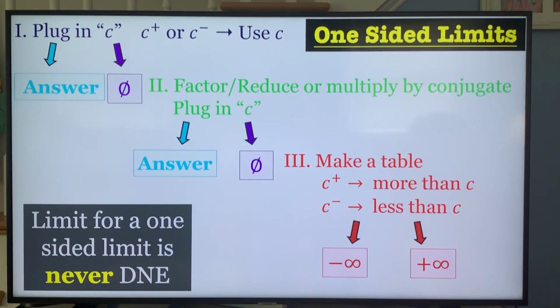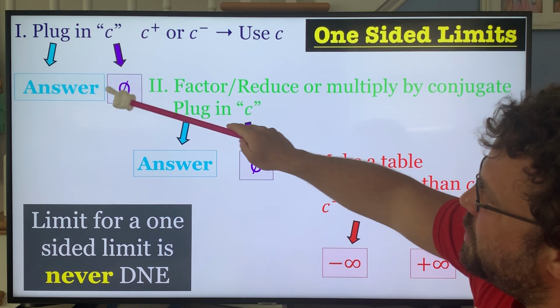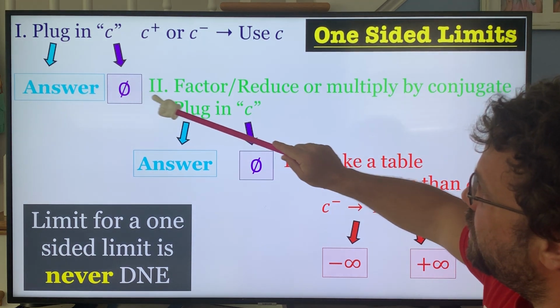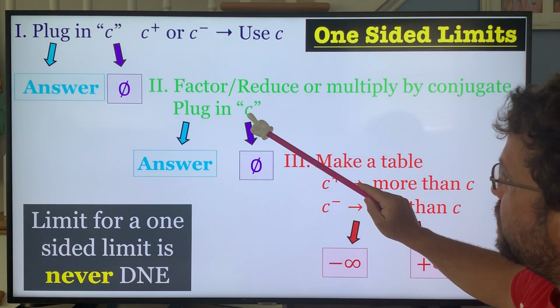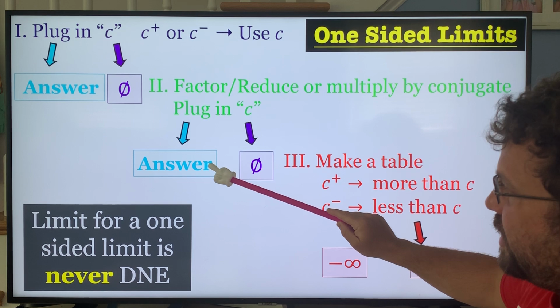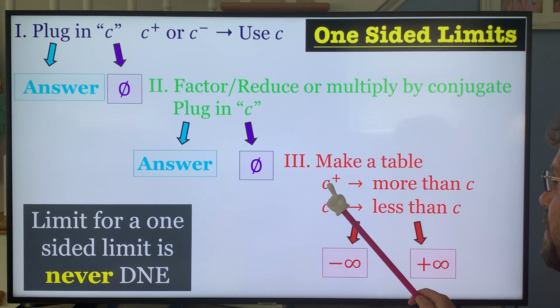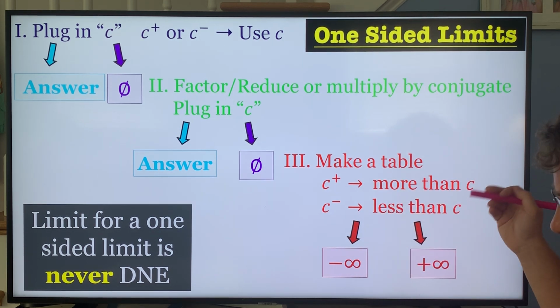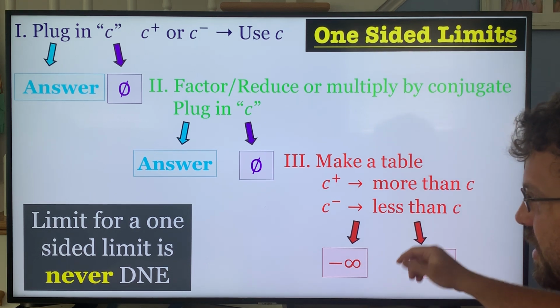Ready? These are the rules to live by. Step 1. You plug in C. Now, you either get an answer, you're done. If you get undefined, factor, reduce, or multiply by the conjugate, one of those things, then plug in C. If you get an answer, you're done. If you get undefined, pretty much have to go back to making the table where you take values that are 1,000th, 100th, and 1/10 greater than C, and 1,000th, 100th, and 1/10 less than C, and see if it's approaching negative or positive infinity.